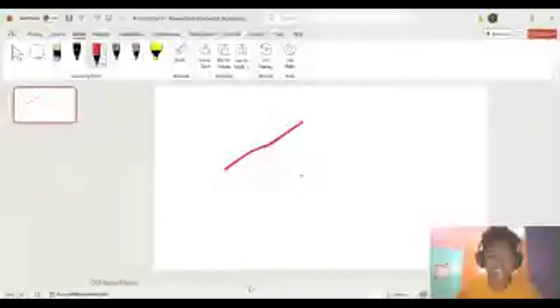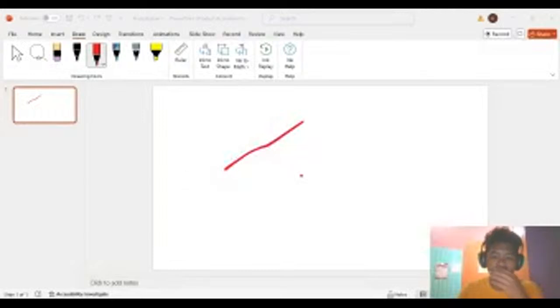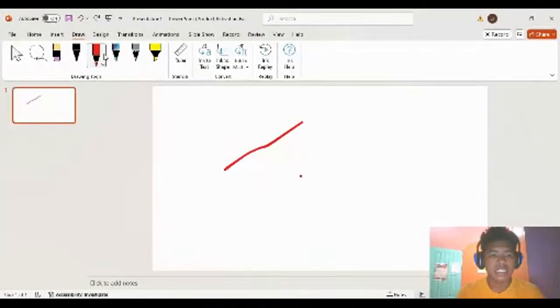So for today's class, we'll be mainly looking into the sine and cosine rules. That will mainly be what we're looking into today, sine and cosine rules. So without further ado, let's begin this class by looking into the sine and cosine rules.